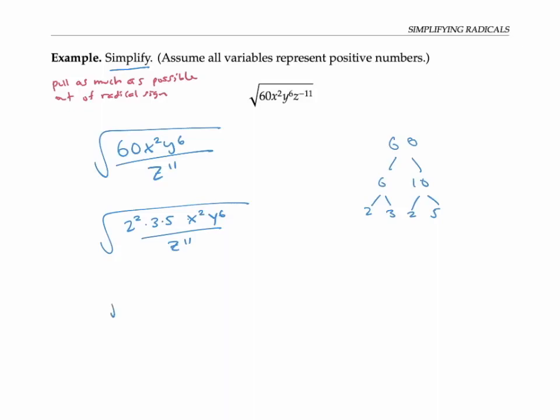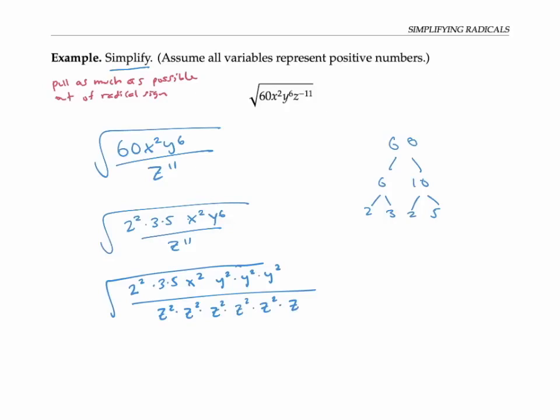Now I'll break things up into squares as much as possible. So I've got a 2 squared times 3 times 5. I've already got an x squared. I'll write the y to the 6th as y squared times y squared times y squared. And I'll write the z to the 11th as z squared times z squared, 5 times, 1, 2, 3, 4, 5, times 1 extra z. That should add up to z to the 11th if I add all those exponents together.